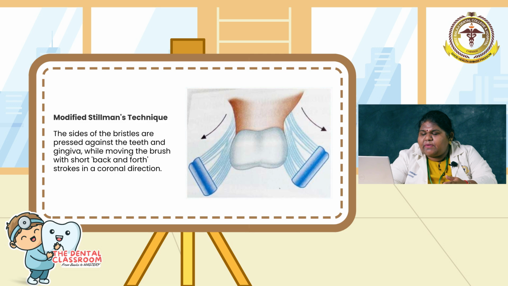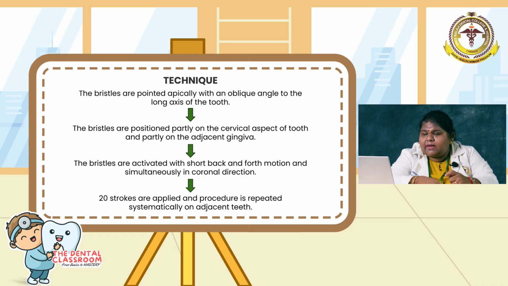The sides of the bristles are pressed against the teeth and the gingiva while moving the brush with short back and forth strokes in the coronal direction, that is the upward direction. So how does the technique take place? The bristles are pointed apically with an oblique angle to the long axis of the tooth. Then the bristles are positioned partly on the cervical aspect of the tooth and partly on the adjacent gingiva.